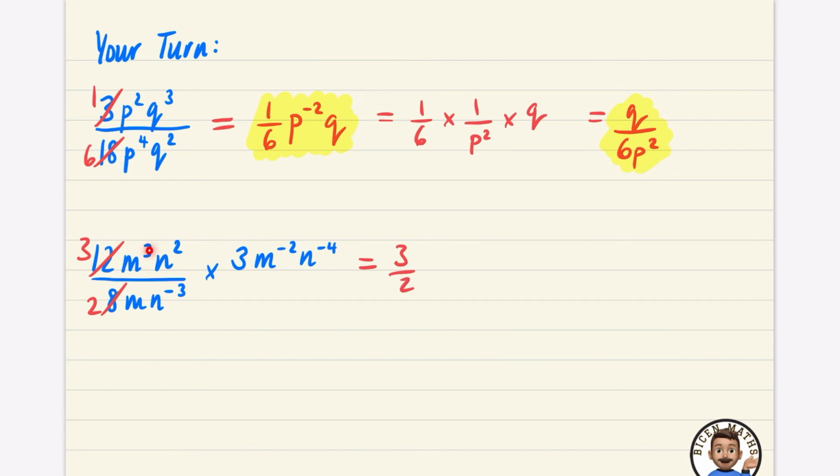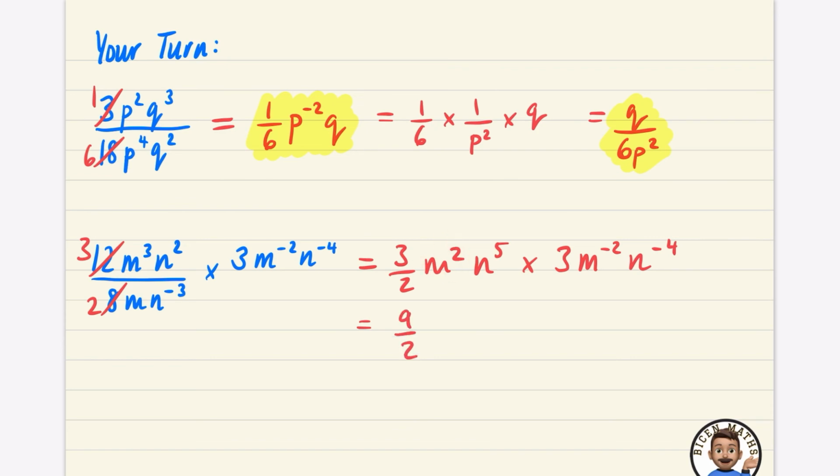I've then got m cubed divided by m, so it's 3 take away 1, that's m squared. And then I have n squared and n to the minus 3. We're doing 2 take away negative 3, or 2 plus 3, which is 5. And that's going to be multiplied by 3m to the power of minus 2, and then n to the power of minus 4. So we get 3 over 2 times 3, that's 9 over 2.